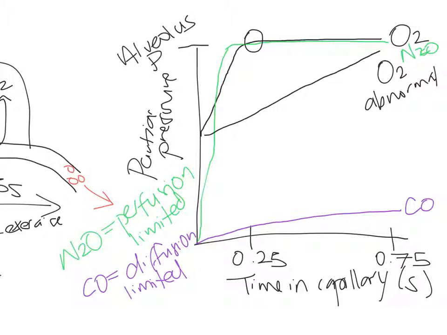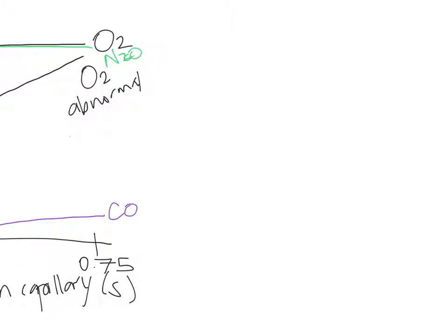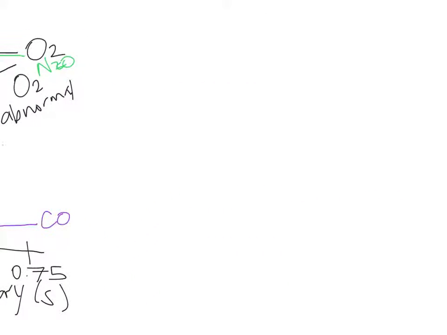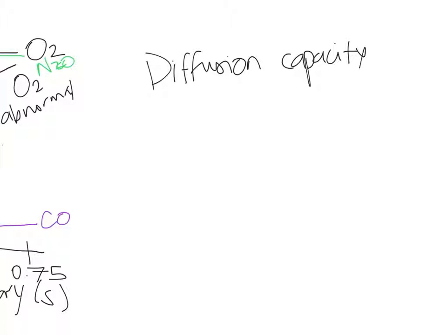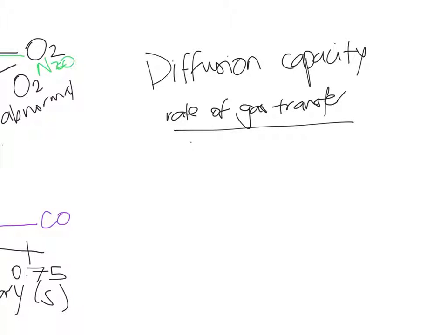Our knowledge of carbon monoxide being diffusion limited and Fick's law can be combined to understand diffusion capacity. This is the rate of gas transfer divided by the partial pressure difference for the gas.